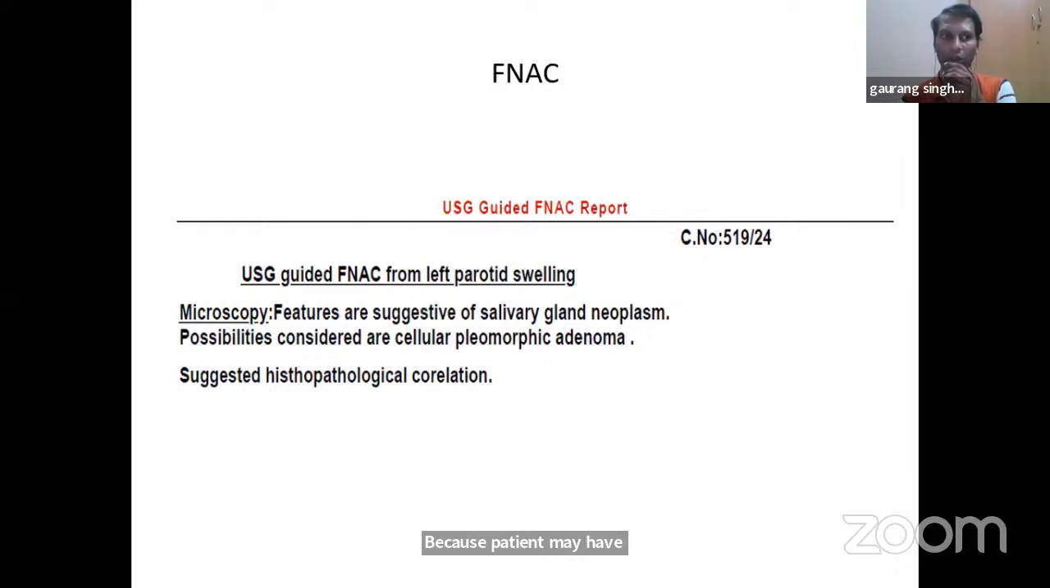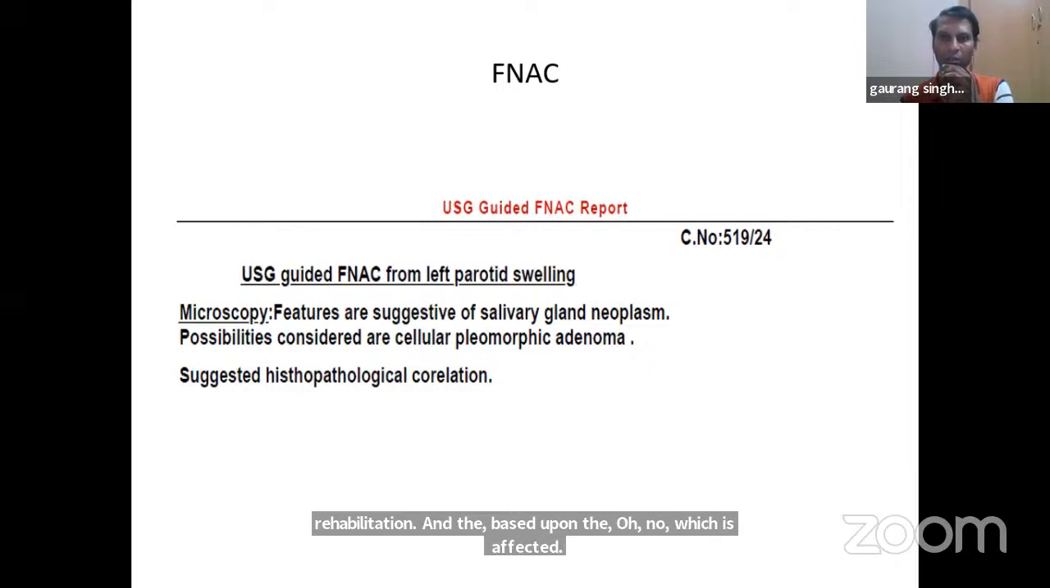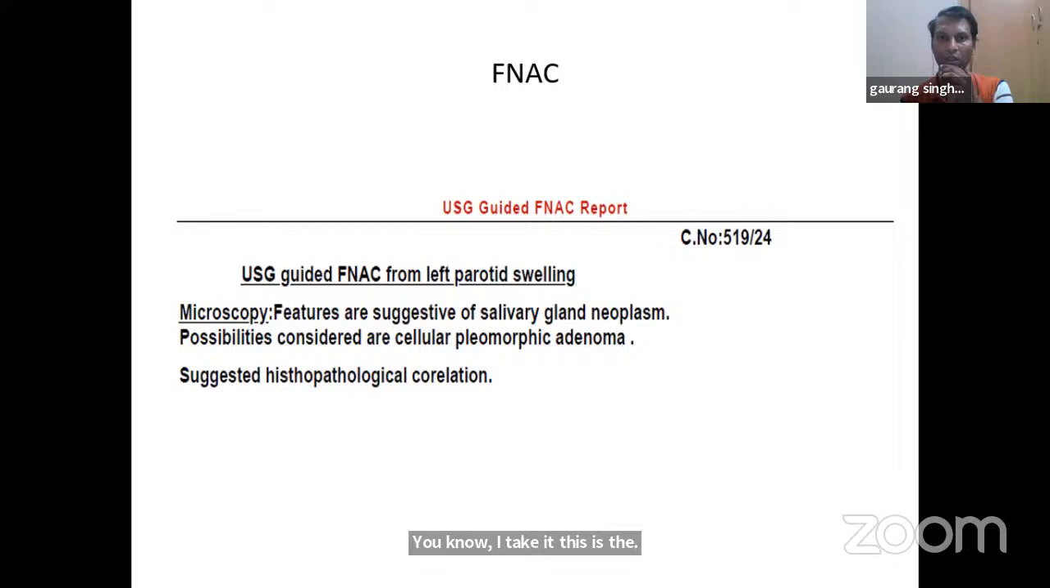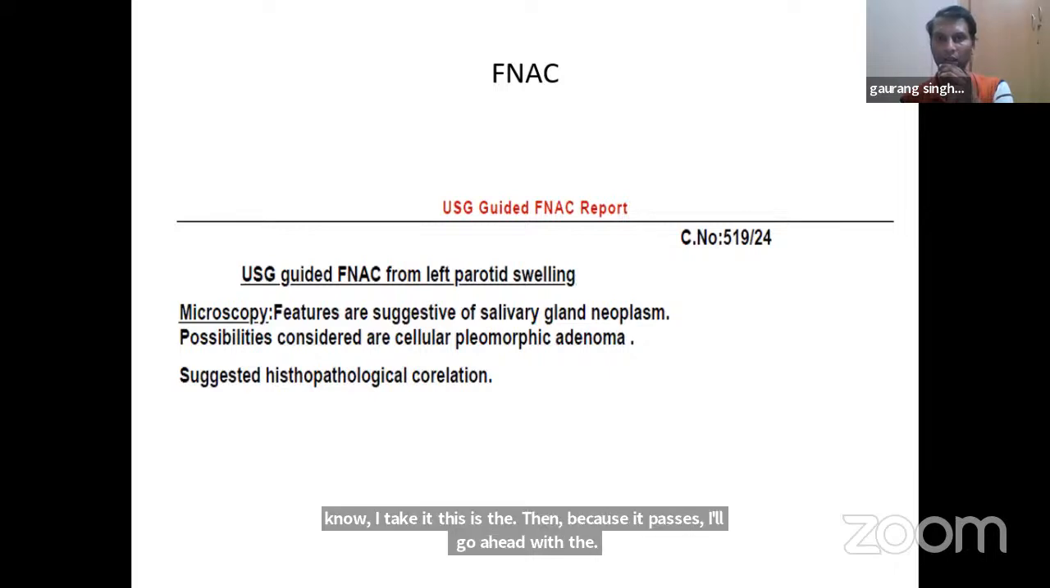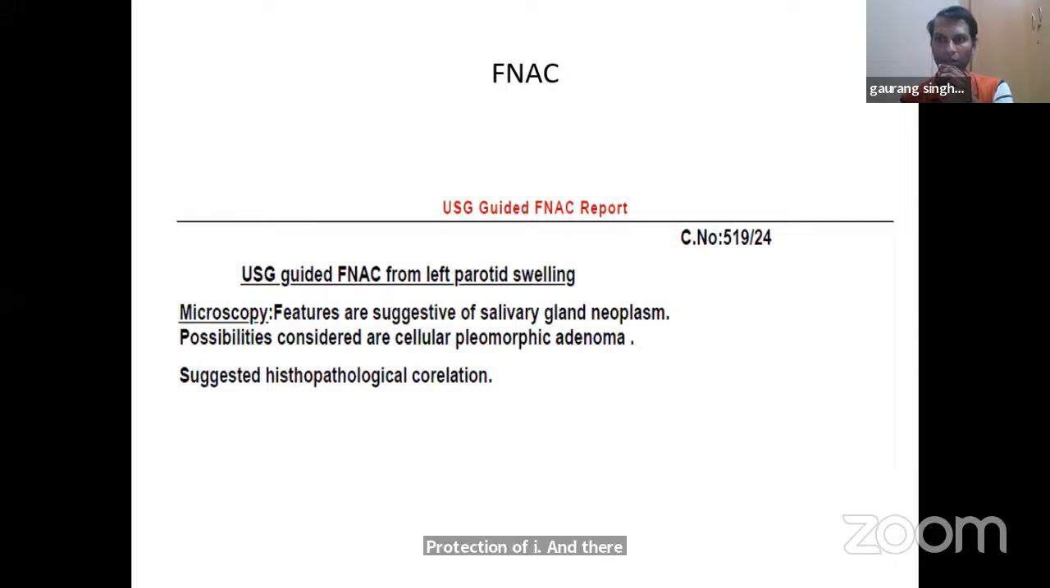I would suggest rehabilitation, and based upon the nerve which is affected, like if it is the eye branch, then because it is paresis, I'll go ahead with protection of the eye, like taping at night and lacrimal drops for protection of the cornea, sir. And probably to recover in a little time.